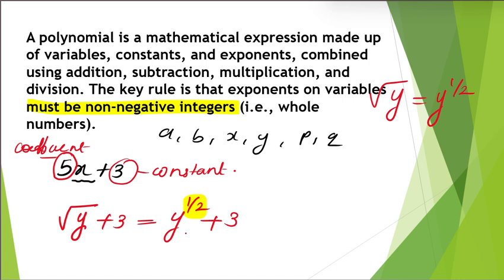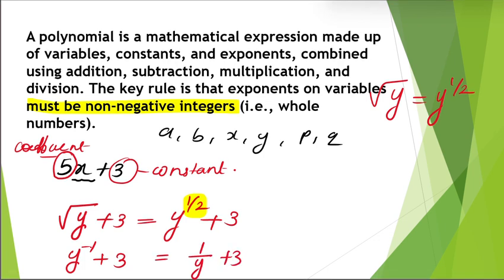Otherwise you can remember it like this: the variable should be in the numerator. For example, if I consider y to the power negative 1 plus 3, how can we express this? This is 1 by y plus 3. Will it be a polynomial? It won't be a polynomial because the power of y is minus 1. So both of these won't be polynomials since the power of the variable is not a whole number. Remember this condition: a mathematical expression will be a polynomial if the exponent of the variable is a whole number only.